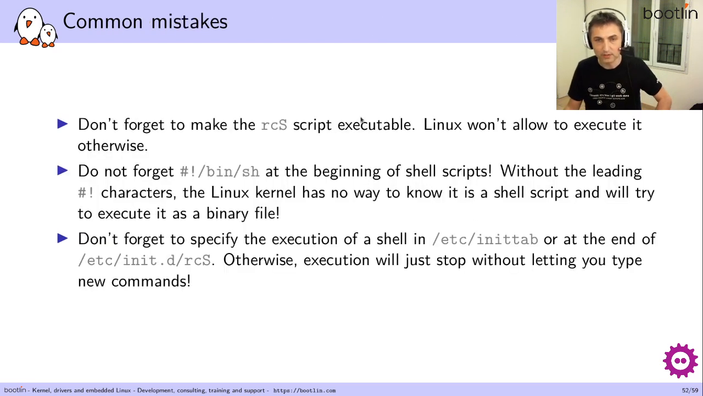So a few common mistakes that you may find: don't forget to make the rcS script executable. Linux won't allow you to execute it otherwise. Don't forget the hash exclamation mark, or shebang, /bin/sh at the beginning of shell scripts, otherwise Linux doesn't know how to execute such an executable. It doesn't know that it is a shell script. And don't forget to specify the execution of a shell in inittab or at the end of /etc/init.d/rcS, otherwise execution will just stop and you won't have any way to interact with the machine and type more commands.